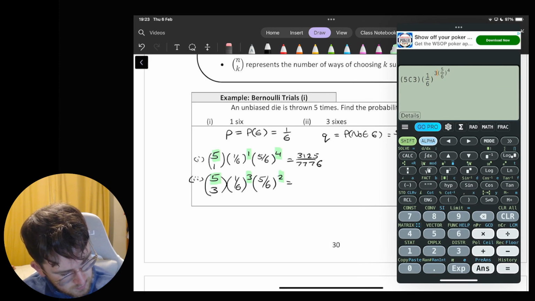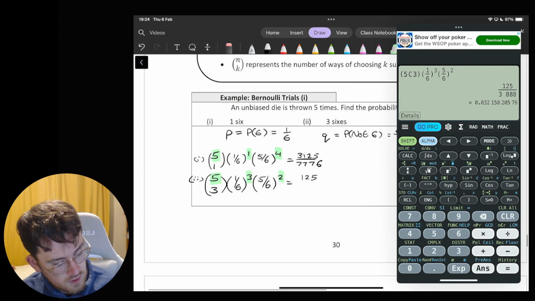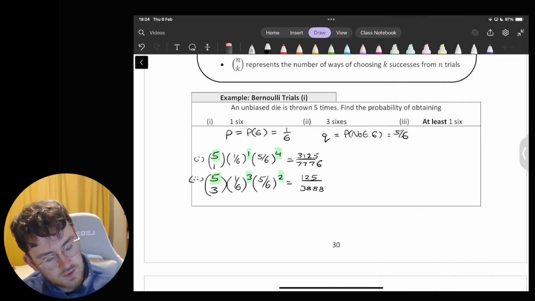Okay, so we'll just adjust my formula here. So this is power of 3, and then 5 over 6 to the power of 2, and we get 125 over 3888. And looking then at the probability of at least one six.